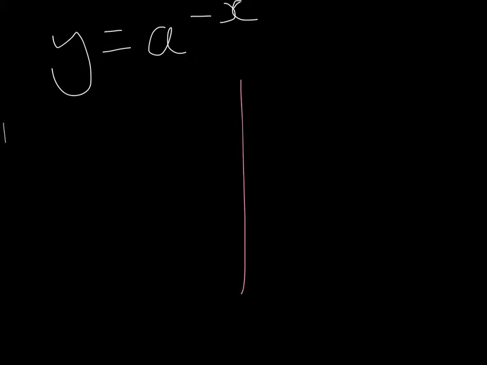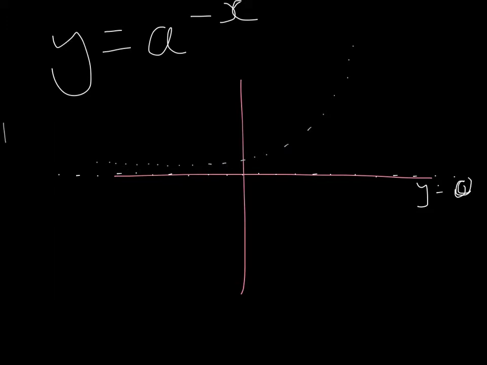Okay, so variations. If I have an equation that looks like so, y equals a to the power of negative x, that negative x there means that it's reflected in the y-axis. So if I draw my axes, I'm going to draw our original shape in dotted blue. That's our original shape. I'm going to draw our asymptote, dotted line, at y equals 0. That's our asymptote. Okay?